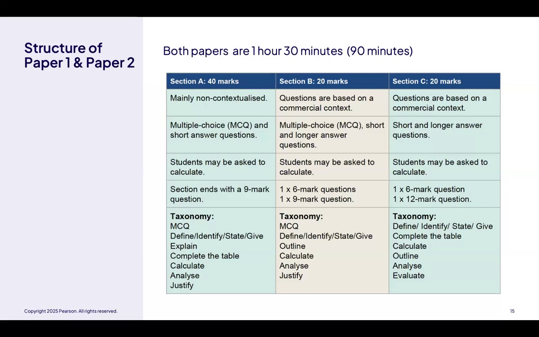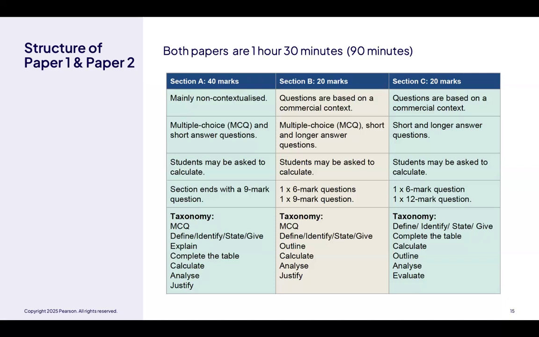I've spotted another mistake there at the top of that page. That should say 90 marks, of course. We'll make sure that is changed before this comes out to you. So that is 80 marks. So this is how each paper is structured.